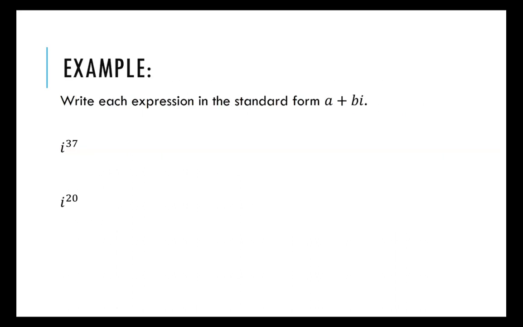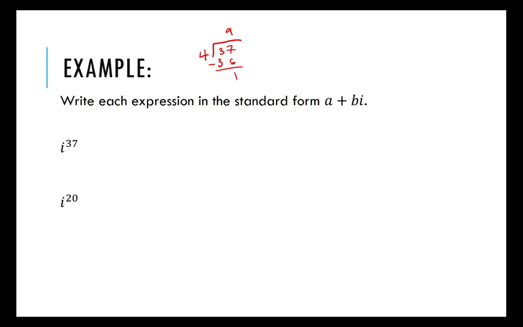So now if I want to simplify i to the 37th, I'm going to use a trick. And that trick is I'm going to divide the power by 4. And I'm going to show you what that really means mathematically, but let's first just do this division. 37 divided by 4. 4 goes into 37 9 times. 9 times 4 is 36. 37 minus 36 is 1.